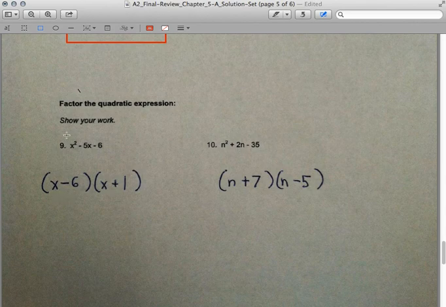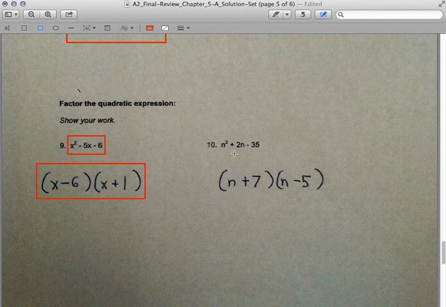Again, if you have a quadratic expression such as these two examples here, where your a value is 1, there is a specific pattern involved, and that is we are looking for two values that combine to the b term, in this case -5, and multiply to a times c. Our a is 1, our c is -6, so we're looking for two values that combine to -5 and multiply to -6. And we can see here that those two values are -6 and +1.